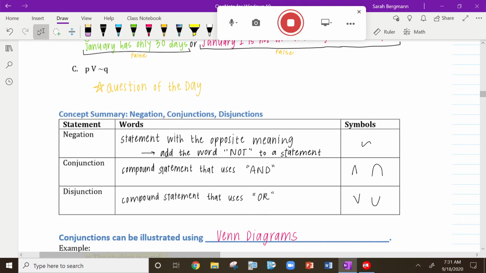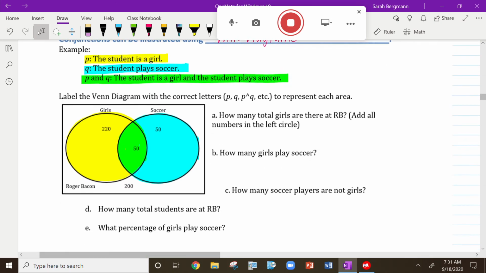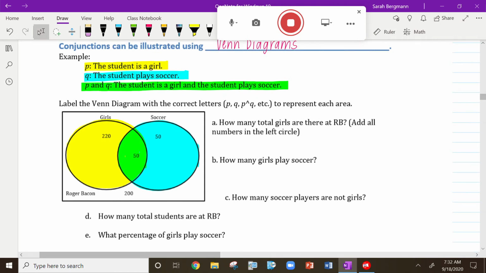Now we're going to talk about Venn diagrams. I'm sure you've seen these before. Let's go over an example. So for example, if we have two statements and a conjunction, we can represent this using a Venn diagram. It says label the Venn diagram with the correct letters P, Q, P and Q, etc.